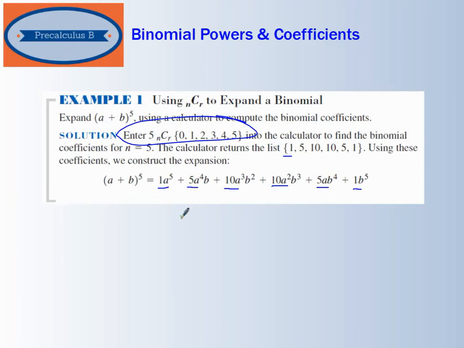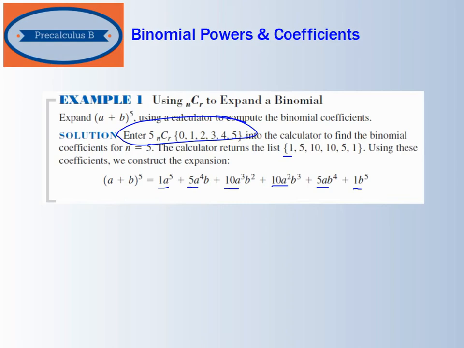So it's going to be a to the 5th, b to the 0, but b to the 0 is just 1, so we don't put it. A to the 4th, b to the 1st, a to the 3rd, b squared, a squared, b to the 3rd, a, b to the 4th, and then just b to the 5th. So the exponents for a go down by 1 each time, and the exponents for b go up by 1 each time. And that gives us the entire expansion.